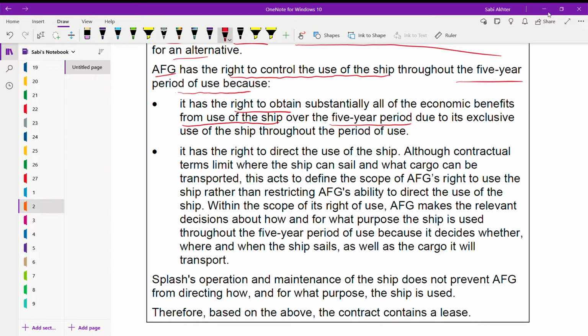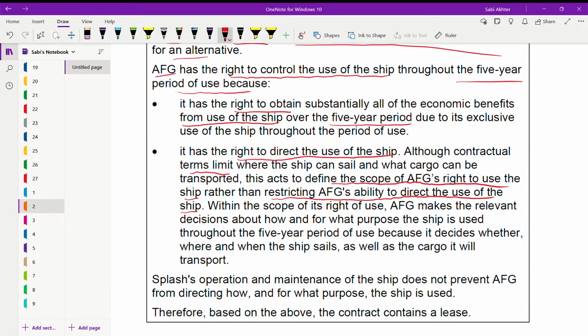Next, it has the right to direct the use of the ship. It was given there in the case study. Although some contractual terms limit where the ship can sail and what cargo can be transported, this defines the scope of AFG's right to use the ship, rather than restricting their ability to direct the use of the ship. They still have that ability, but the scope of using that ship is reduced. It's limited now.